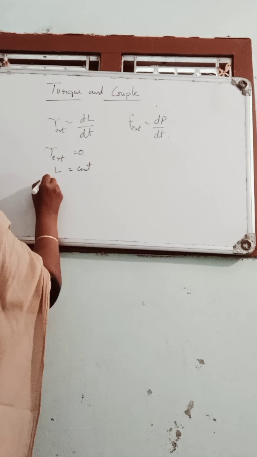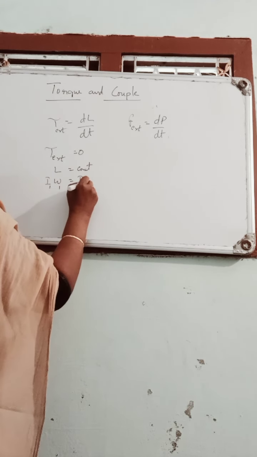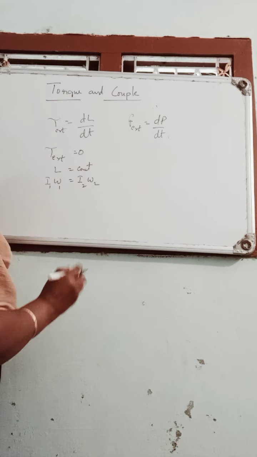If no torque is experienced by this rigid body, that means angular momentum is constant. We know the formula for angular momentum, I omega. That is I1 omega 1 is I2 omega 2. So, this is about torque.